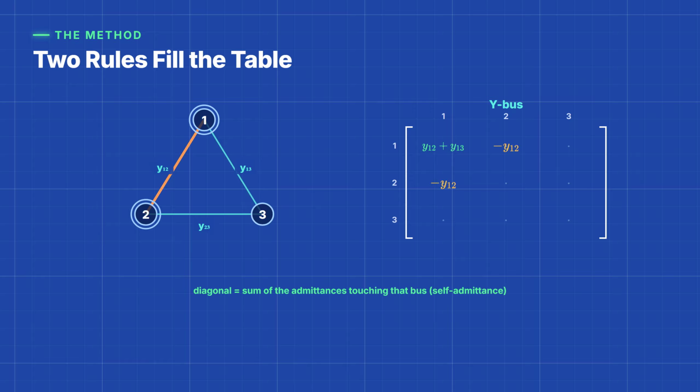Second, the off-diagonal. Each off-diagonal entry links 2 buses. To find it, we take the admittance of the line directly between them. Then we make it negative. And if 2 buses have no line between them, that entry is simply 0. That is the whole method. Sum the admittances at a bus for the diagonal. Negate the line between 2 buses for the off-diagonal.